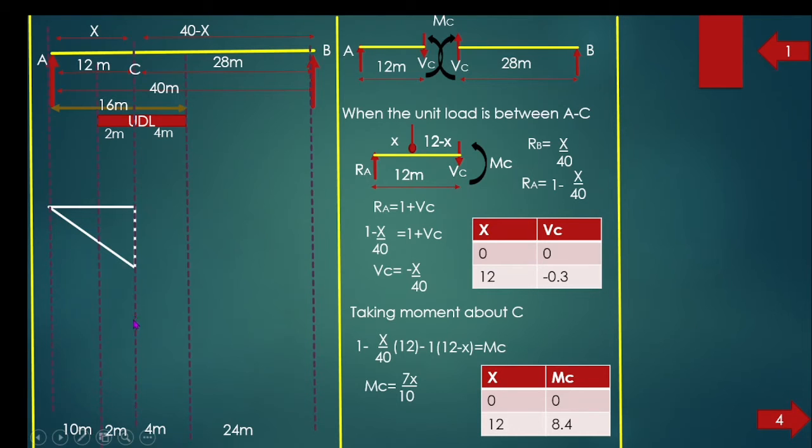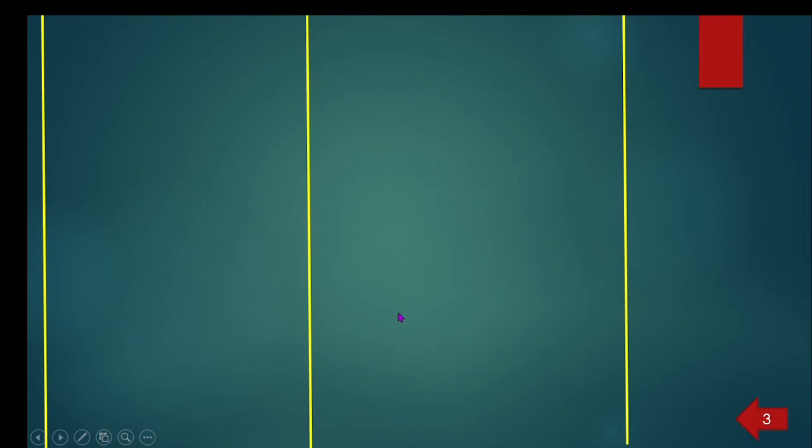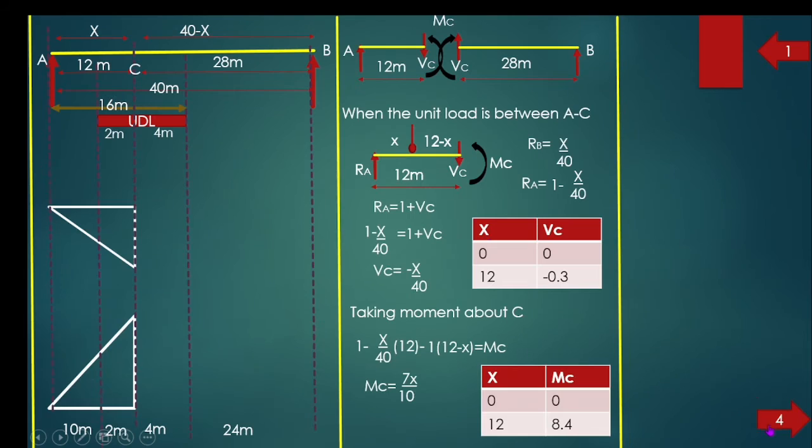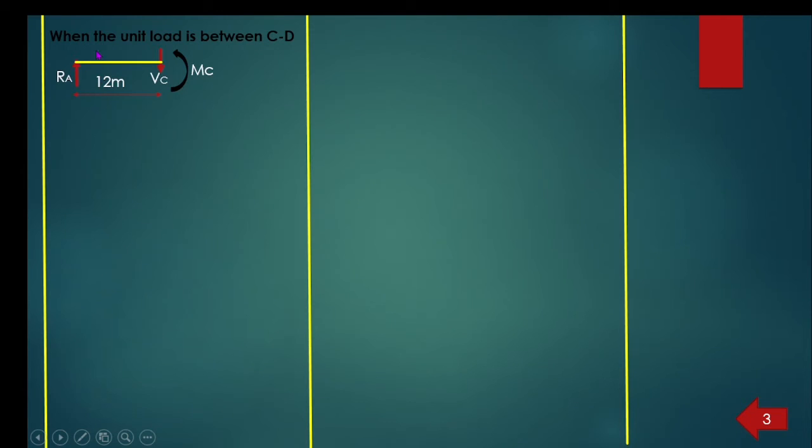When X is 12 meters, then the ordinate at that point is 8.4. Then we plot that and we get that. Let's move on to when the unit load is in between C and D. Basically what this means is that the unit load is not in between A and C.